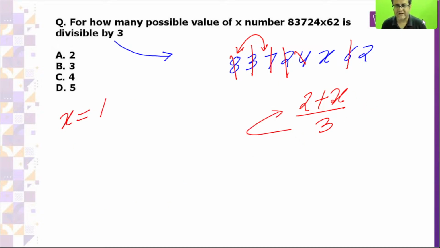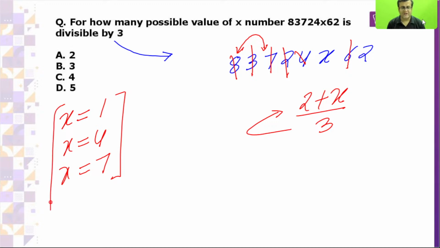If I put x as 1, the sum will be 3, divisible by 3. x as 4, the sum will be 6, divisible by 3. x as 5, no, 6, no, 8, no, right? 7: 7 plus 2 is 9, divisible by 3. So x is 1, 4, and 7. How many values? 3 possible values of x. I hope everybody understands. Understood. Now, clear, good.